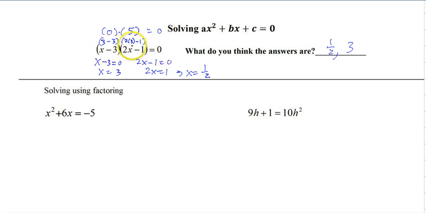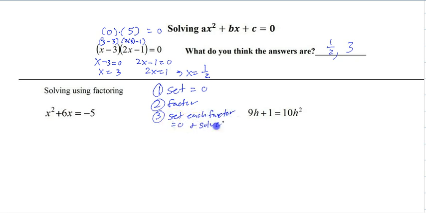So if we have a factored form, the only way to make it equal 0 is if one of these factors is 0. And that's the reason we want to factor it. So there's 3 steps here. Number 1 is you need to set it equal to 0. So put everything on the left side or the right side, but it has to equal 0. Number 2 is to factor. Number 3 is to set each factor equal to 0 and solve.